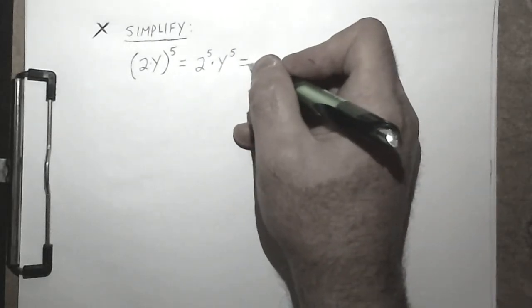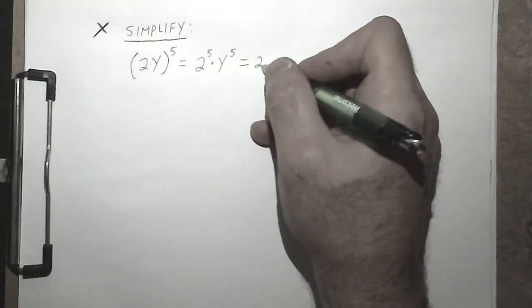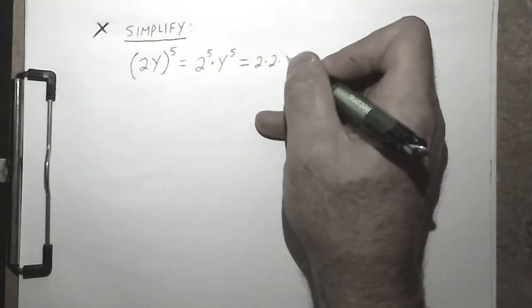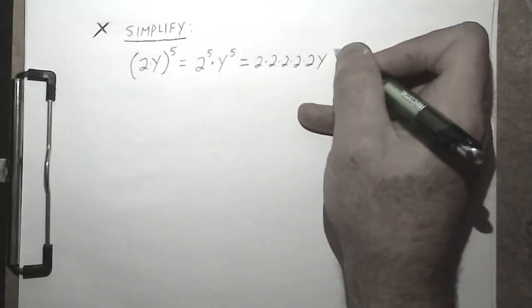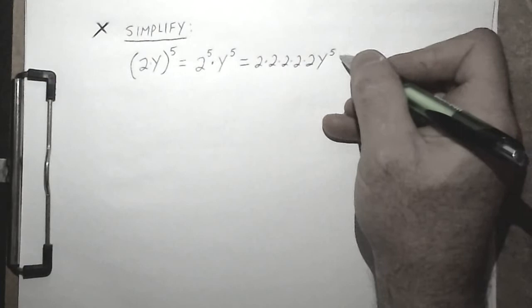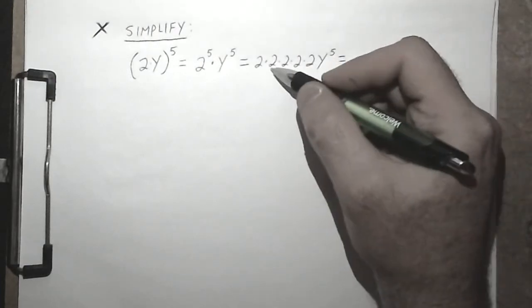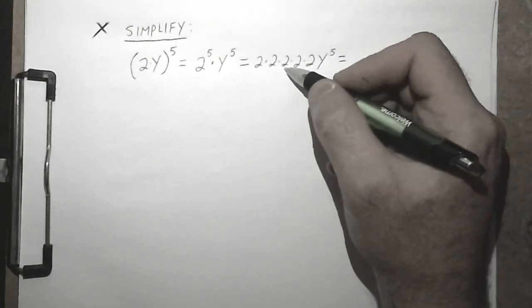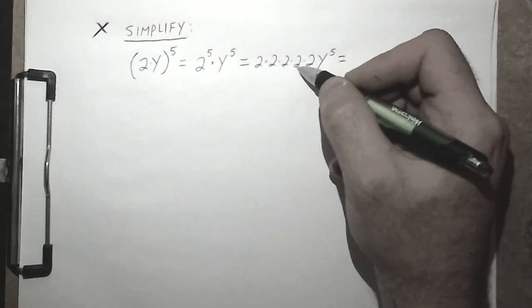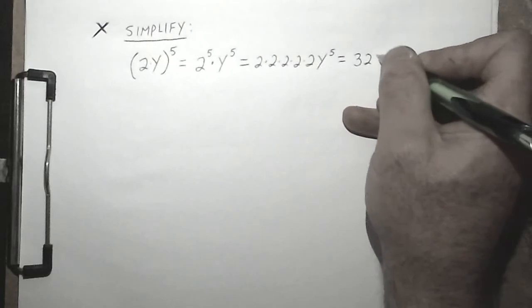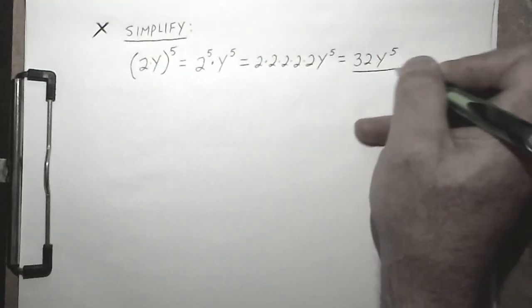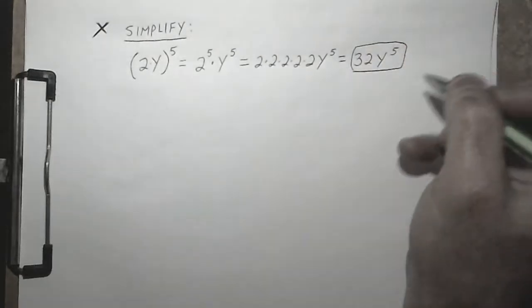Now, 2 to the fifth power is, of course, 2 times itself 5 times, and y to the fifth is just y to the fifth. Now, 2 times 2 is 4, 4 times 2 is 8, 8 times 2 is 16, and 16 times 2 is 32. Hence, we have 32y to the fifth power, and that would be your final answer for that problem there.